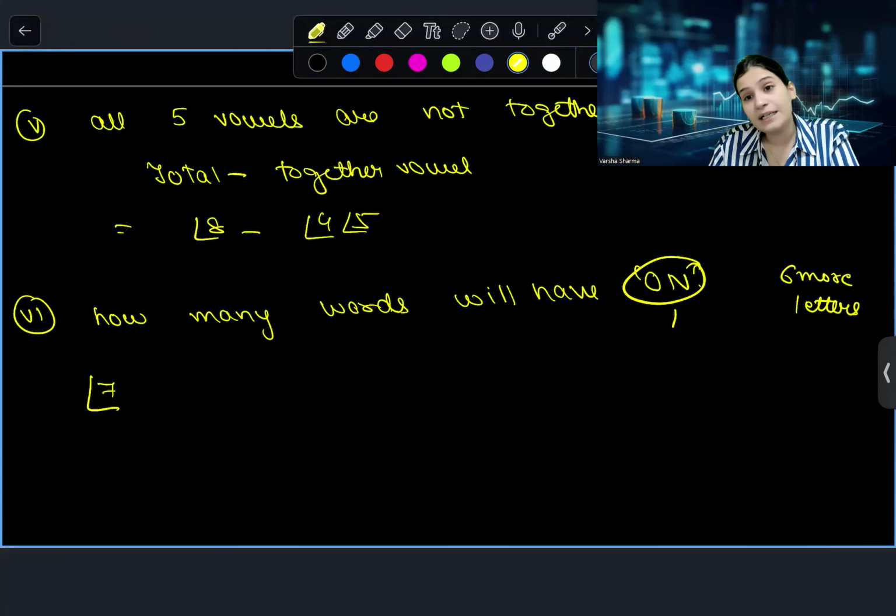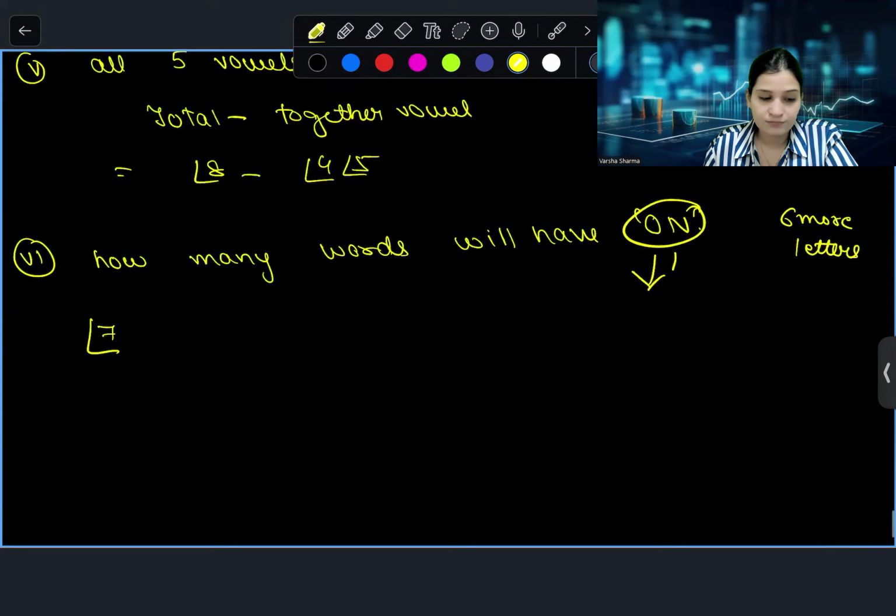Now, within the bundle, I had O and N. Do I need to change their position? Am I allowed to interchange them? No, I want ON in the same position. So in this case, the bundle won't rearrange. So the only answer is 7 factorial. Clear?